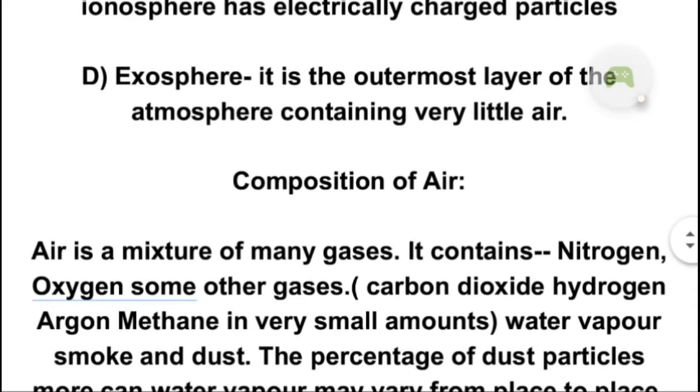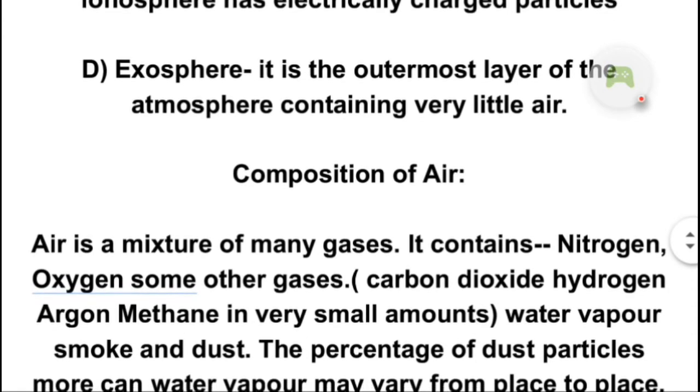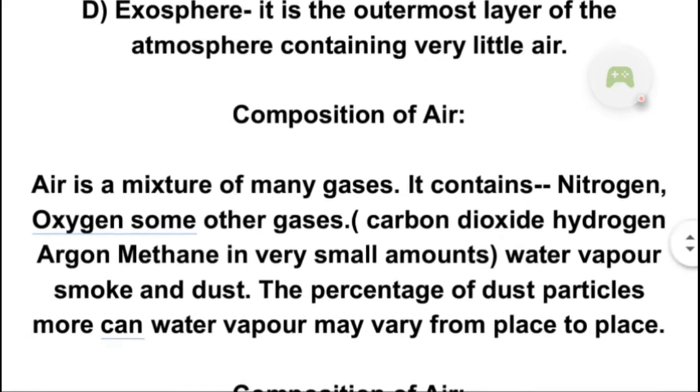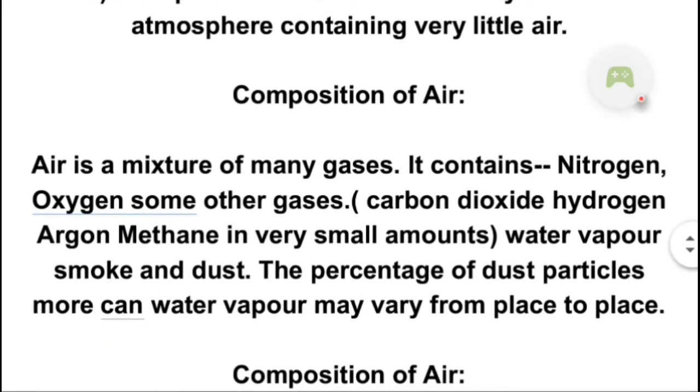And next, let us study the composition of air. What is the composition of air? I already said, right? Air is not only air, it's a combination or composition of different other particles. That may be dust particles, other gas particles, or different other particles present in the air. And the particles always keep moving randomly with the highest speed.